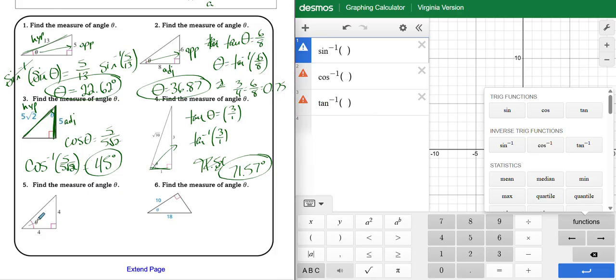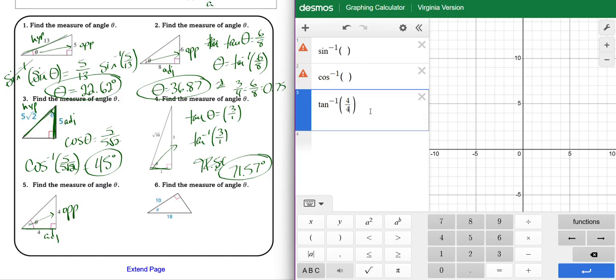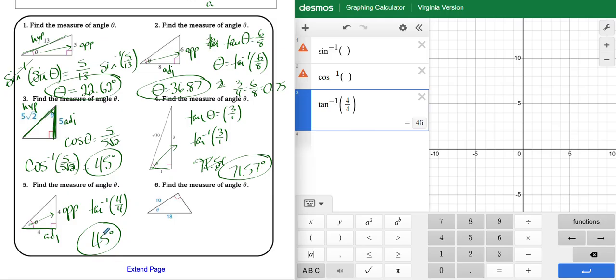All right, so we know the one opposite, we know the one that's adjacent. Opposite and adjacent are related by tangent. So I'm going to do tan inverse of 4 over 4, which is 45 degrees. And that should really make sense. This is an isosceles triangle. That's got to be 45. That's got to be 45 too. Same case here. Those are both 45 degrees. This is actually an isosceles triangle.